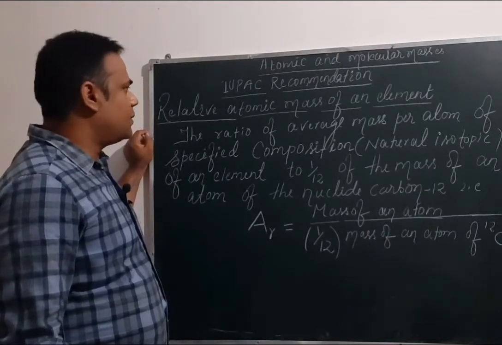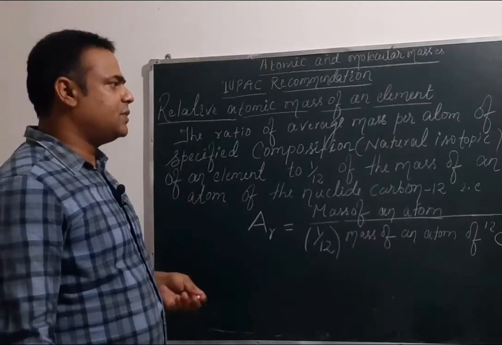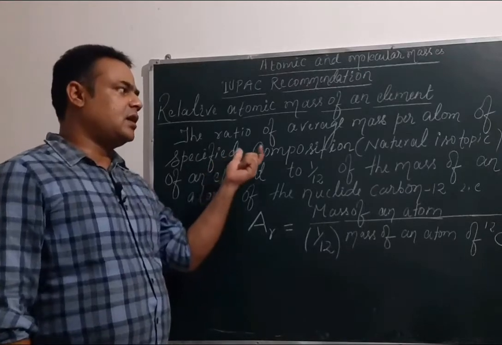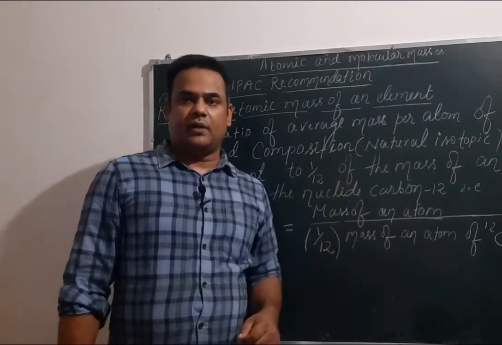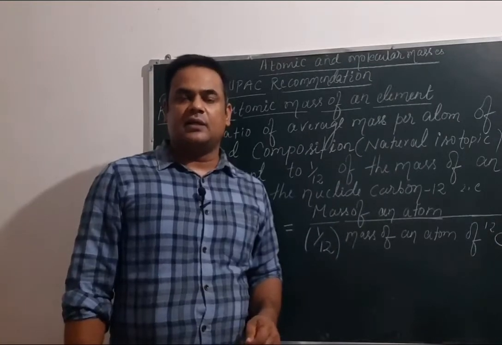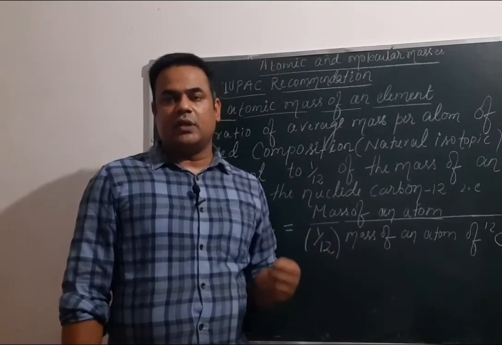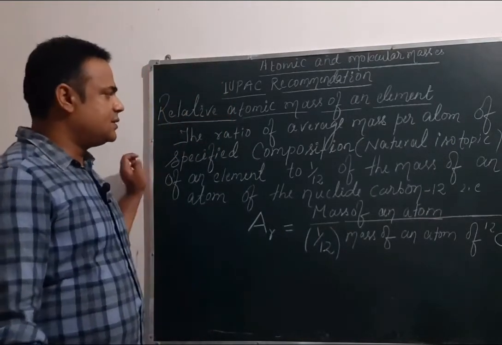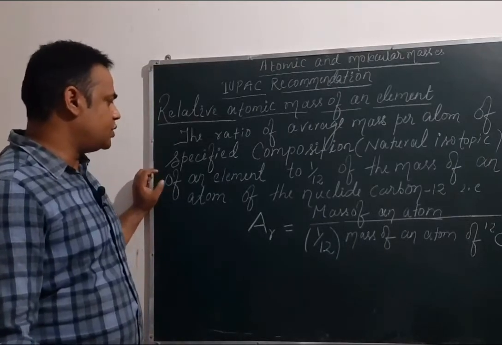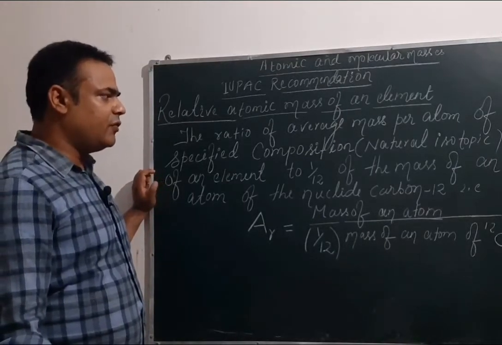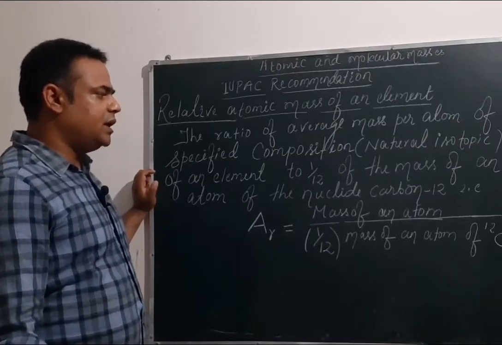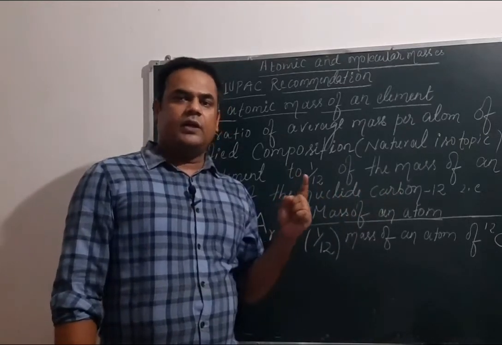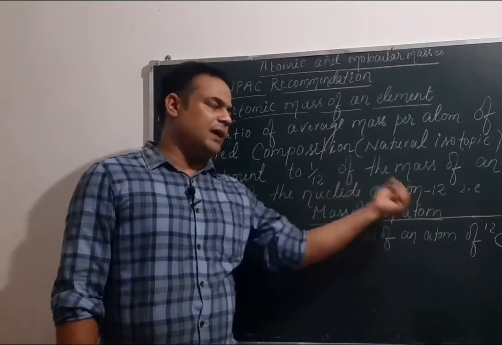The relative atomic mass of an element is the ratio of average mass per atom of a specified composition, and that specified composition must be natural isotopic composition. The meaning of natural isotopic composition is that isotopes of that element should exist in stable form in nature. So the natural isotopic composition of an element, to 1/12 of the mass of an atom of the nuclide carbon-12. Nuclide carbon-12 is singular, meaning one nucleus of the carbon C12 isotope.